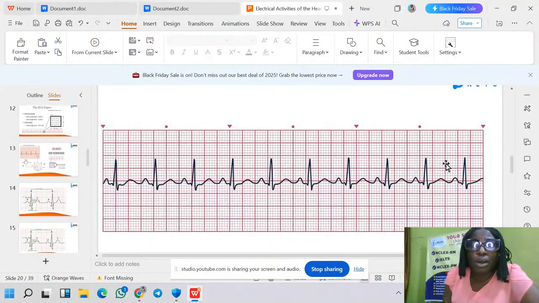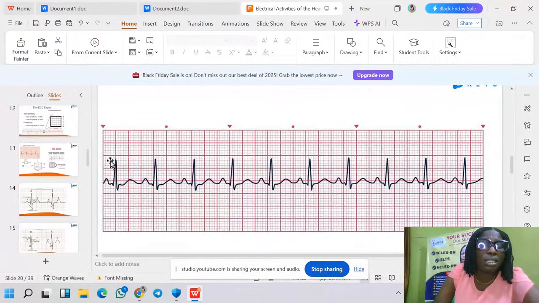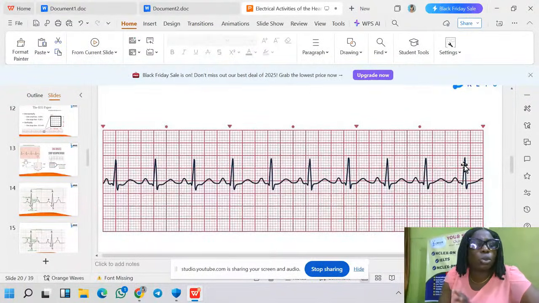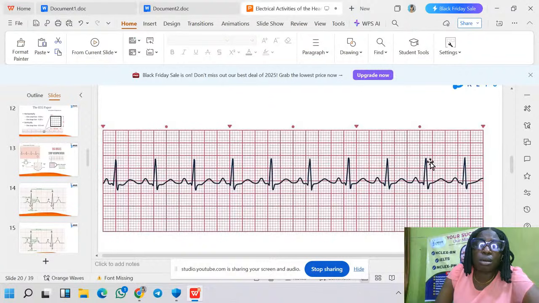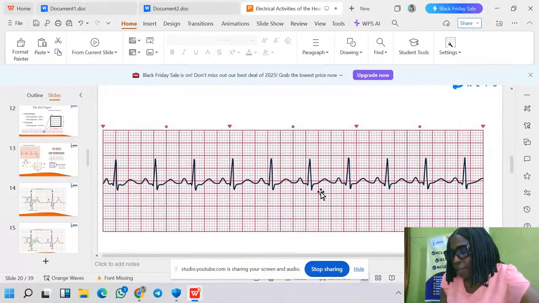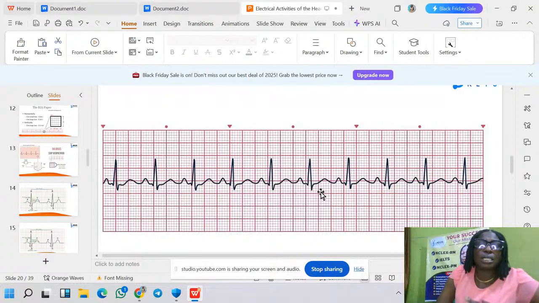I remember saying that when you have a 6-second strip, the best way to count your pulse is just to count the number of Rs: 1, 2, 3, 4, 5, 6, 7, 8, 9, 10. So this pulse will be 100 beats per minute, because when you are done counting the number of Rs, you multiply it by 10. So we have looked at this graph now.